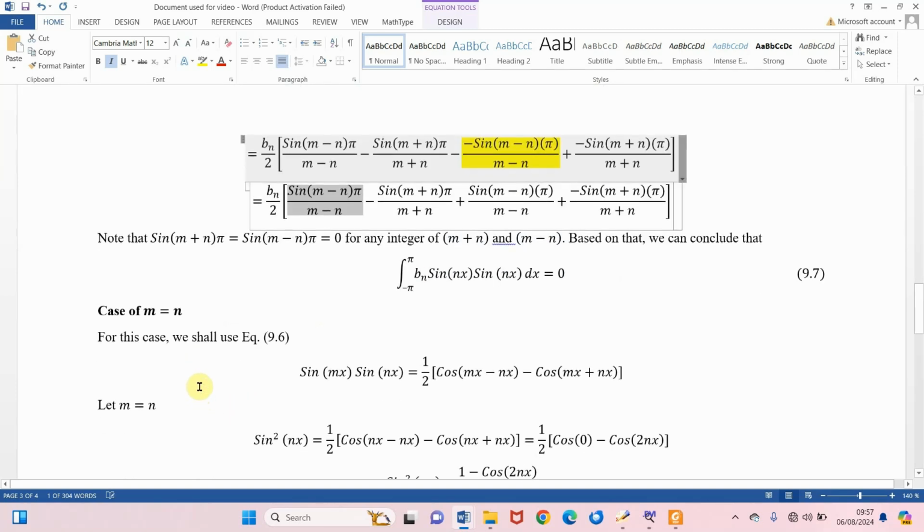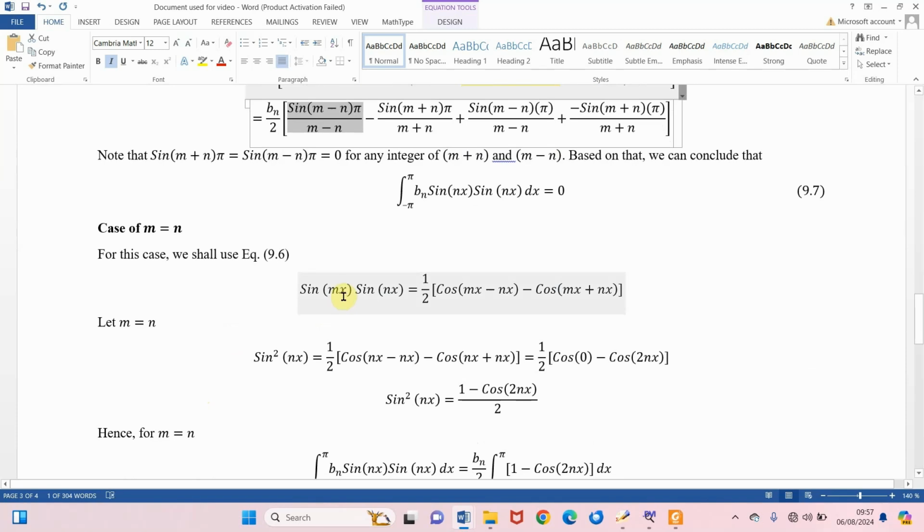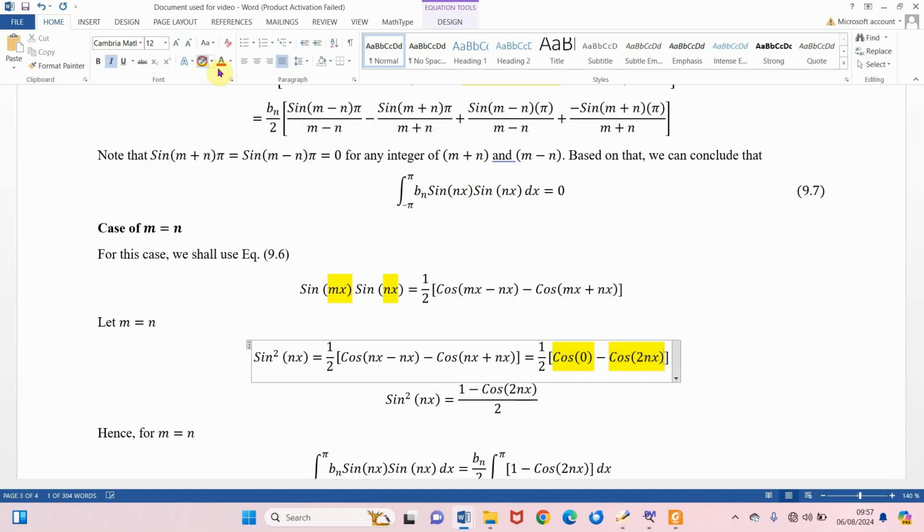For this case here, we need to go back to our knowledge of trigonometry and come up with this expression again, which you are familiar with. If m is equal to n, you see that we're going to have the same thing. Let's call it n. So this will give us sine square of nx. And sine square of nx will give us this expression. So here too, this and this, they are the same. If m and n are the same, then definitely this one will give us 0. This one will give us 2nx. That's how we obtain cos 0 here and cos 2nx.